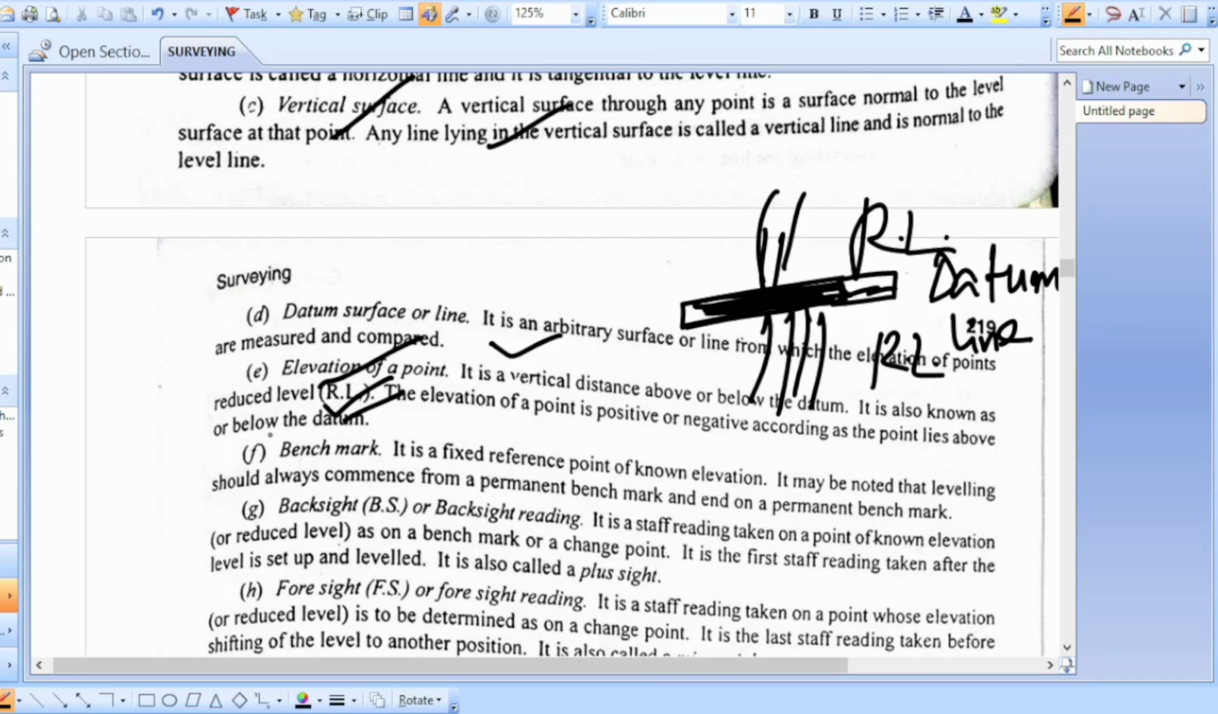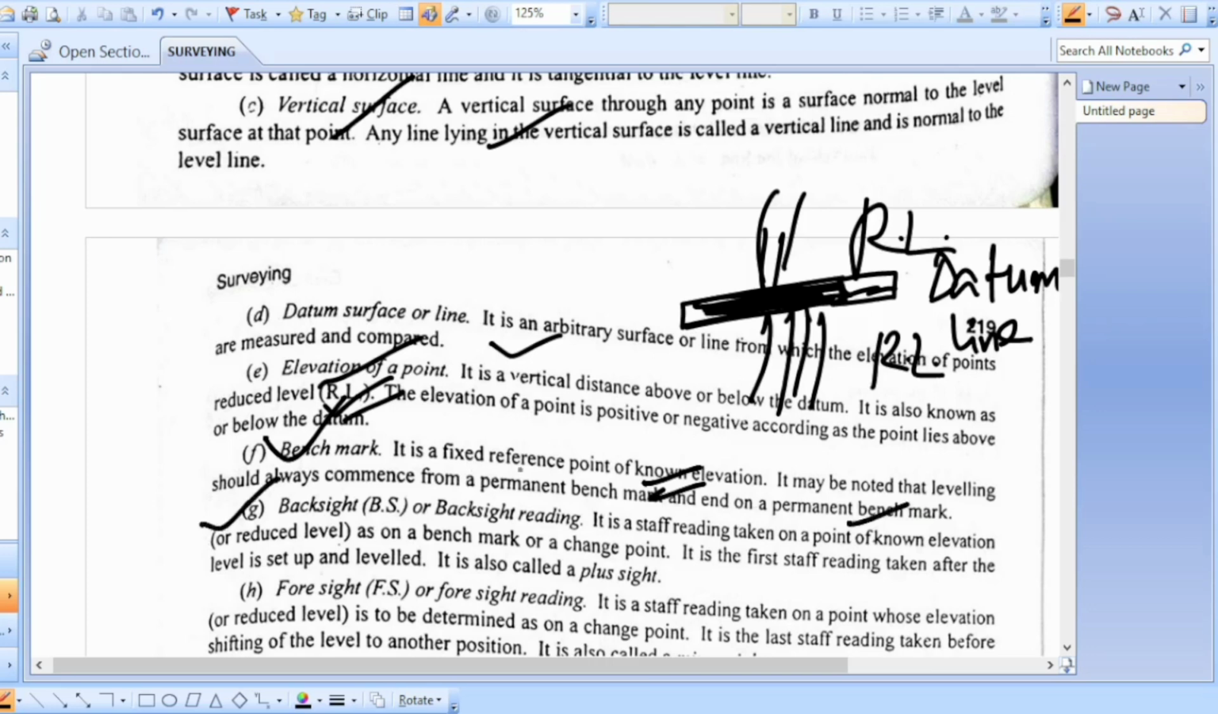Benchmark. It is a fixed reference point of known elevation. Known elevation is called benchmark. It may be noted that leveling should always commence from a permanent benchmark and end at a permanent benchmark.